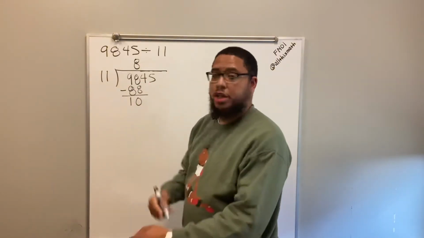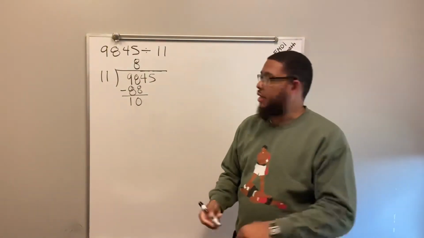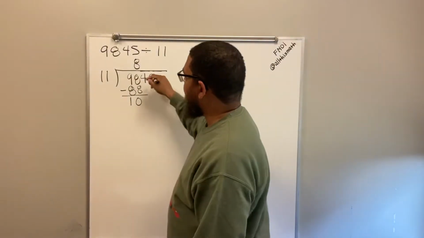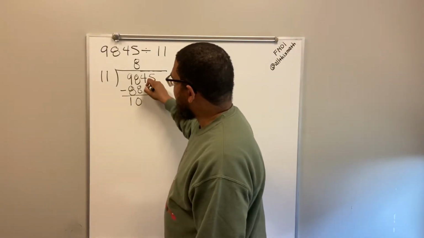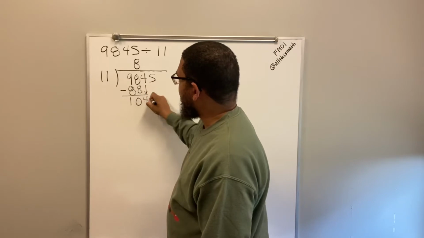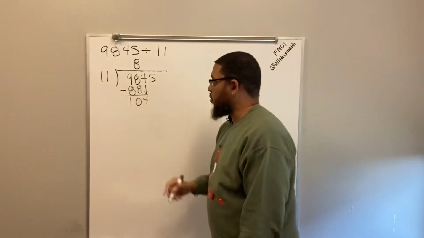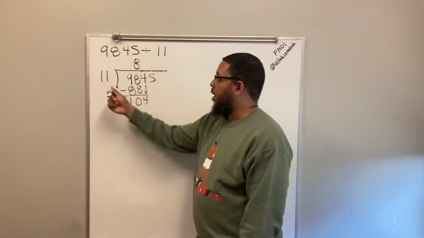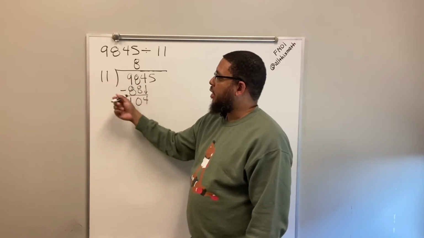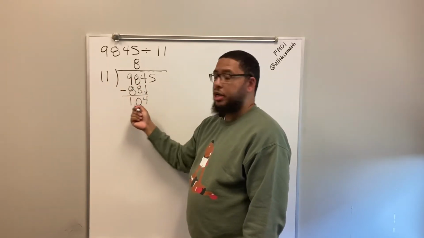Now, we start the process over again. Now it's time to divide again. But we can't use this 10. We got to go back to the dividend and pull down the next digit, which is 4. So now that creates a 104. So now, just like we figured out how many 11s can fit into 98, now we want to know how many 11s can fit into 104.